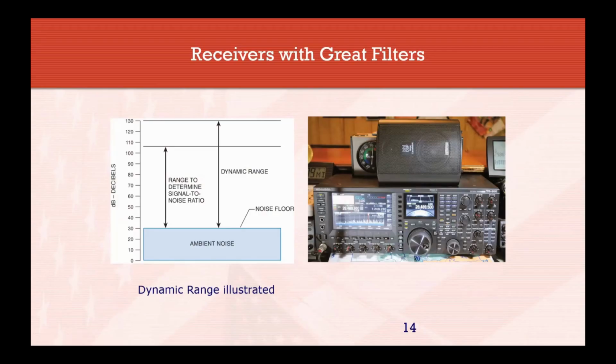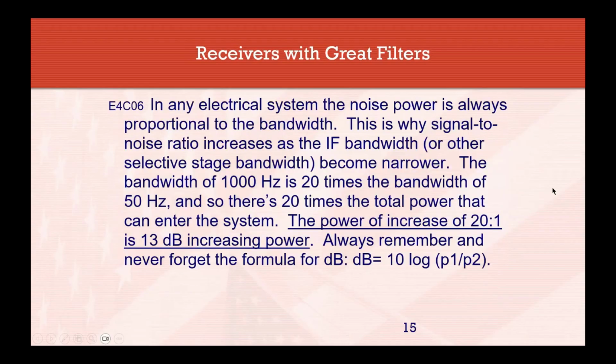Okay, and that's showing a dynamic range there. Again, the noise floor of the receiver when it's receiving nothing, what little noise it's generating on its own, up to the maximum signal that it can handle. And then the range for determining signal to noise, which is another measure. Signal to noise ratio is how much it can pull a signal out of the noise. They're just trying to show that with that little chart on the left.